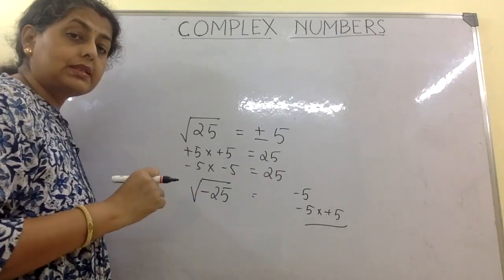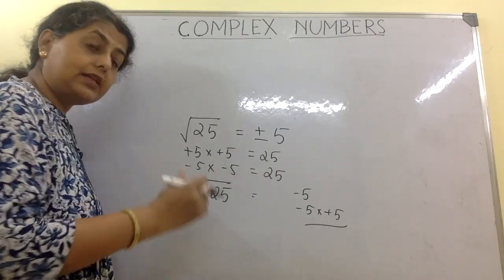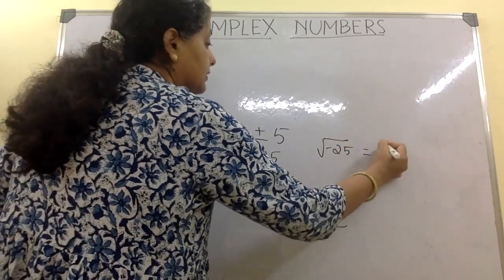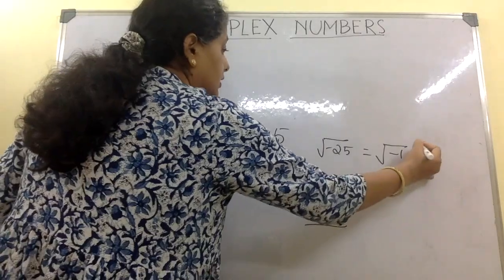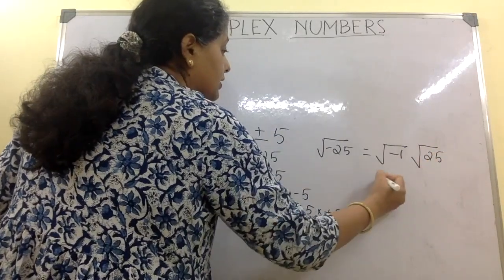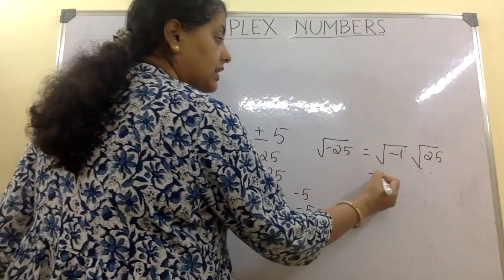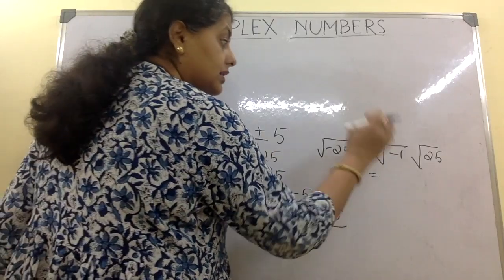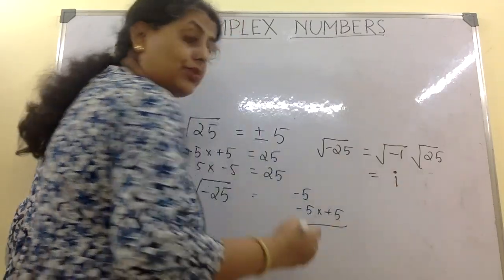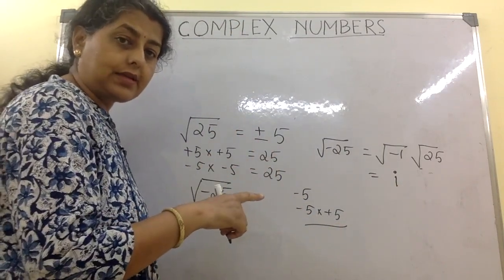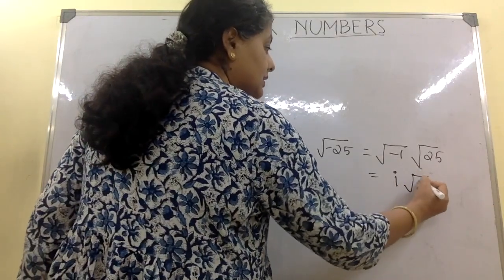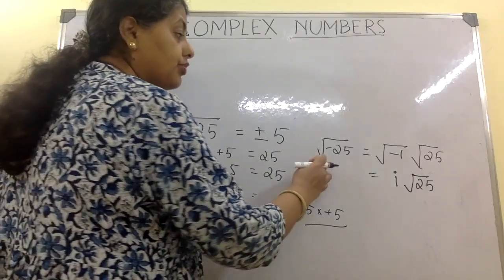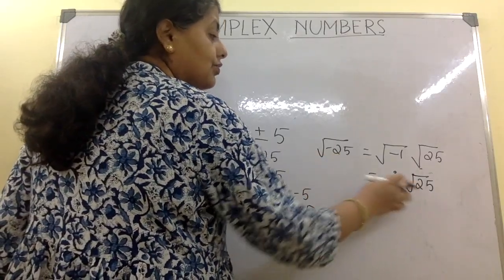So whenever we get root of a negative number, we can write root minus 25 like this: root minus 1 times root 25. Now in 11th standard they gave a new name to this root minus 1, which is i. This is where imaginary numbers start in 11th standard. So root minus 25 is i root 25.